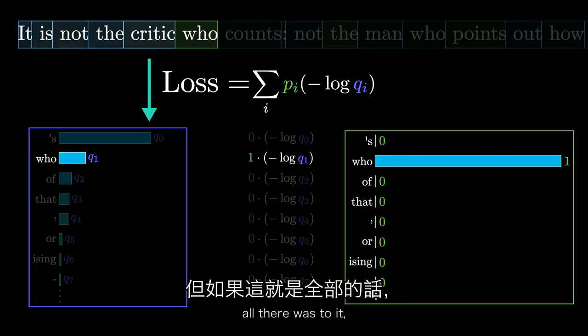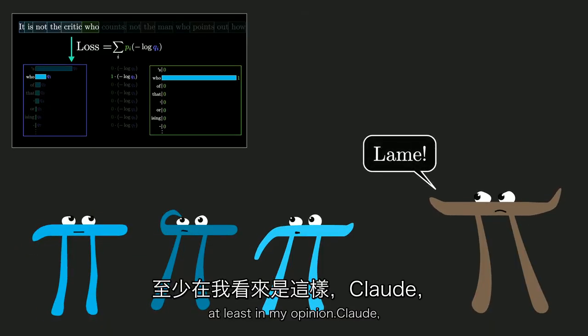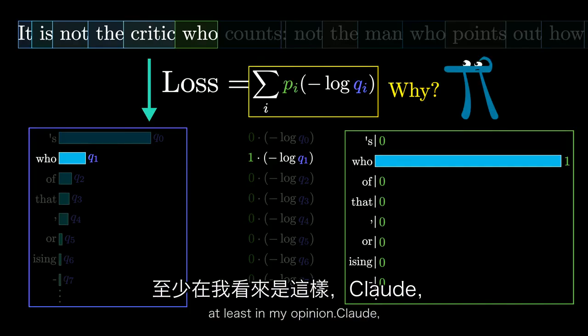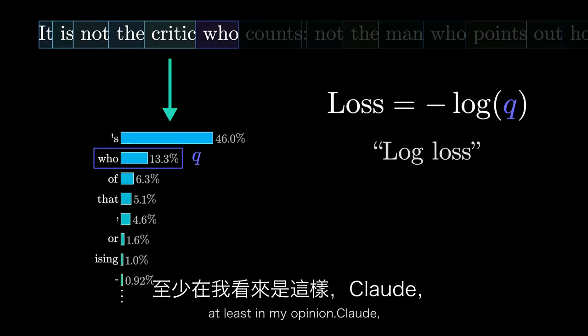But if that's all there was to it, this would be very lame, at least in my opinion. This does nothing to explain why you're using cross-entropy in the first place, and if it all just evaporates away anyway, why not just be straightforward? Why not just call it log loss or information loss?